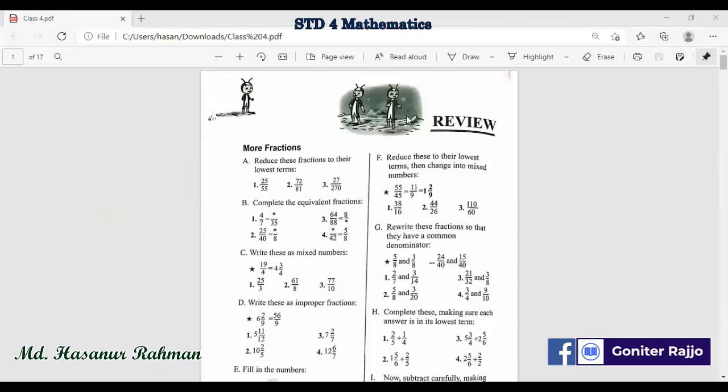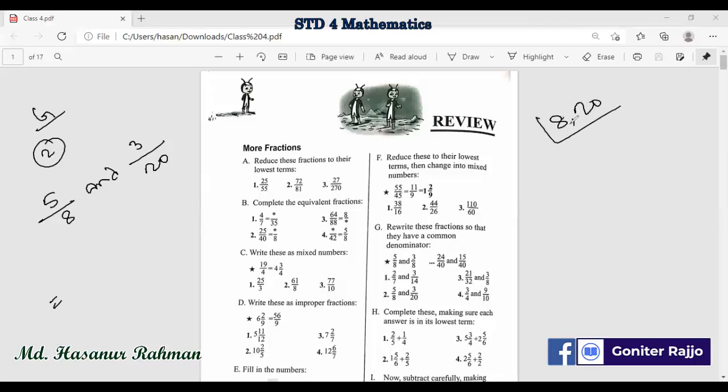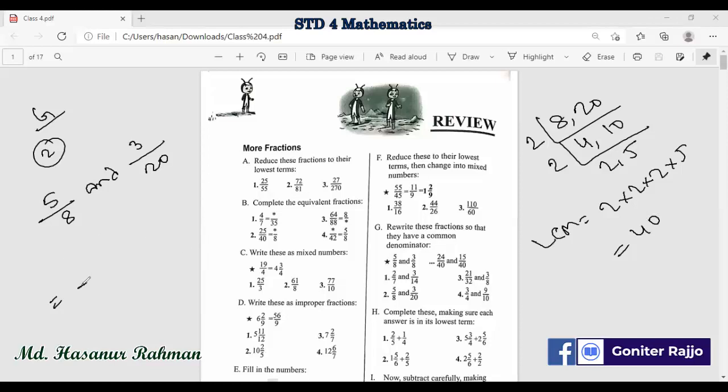Look at number 2, G2. G2 says 5 by 8 and 3 by 20. We have to find out the LCM of 8 and 20. So how can we find out? We can divide 8 and 20 both by 2. That means 8 by 2, that is 4. 20 by 2, that is 10. We can also divide 4 and 10 both by 2. So 2 2s are 4, 2 5s are 10. So what will be our LCM there? That should be 2 times 2 times 2 times 5. That means 5 2s are 10, 10 2s are 20, 20 2s are 40. So the LCM of 8 and 20 should be 40.